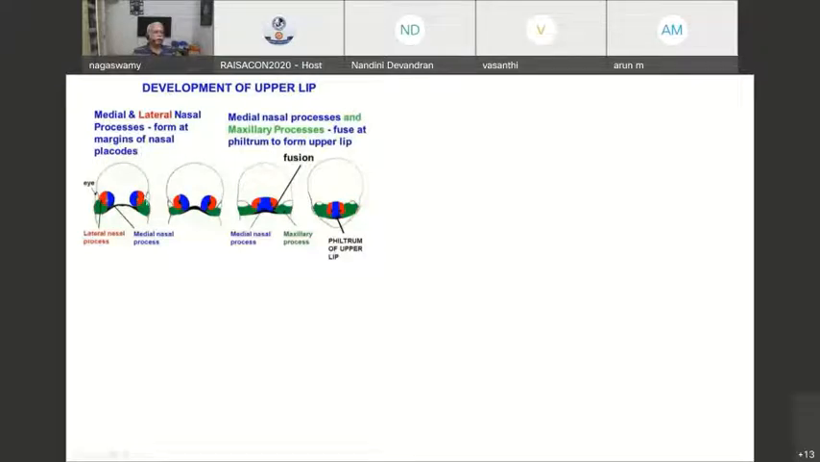baby. This happens at the 4th week of gestation, in the first trimester, and gradually before the 8th week, that is within 1 month of time, what will happen? This gap will get slowly narrowed, and these two medial nasal processes will unite together, and lateral nasal process will form this ala of the nose. Okay, so this will form the medial part of the nose, and this will be the maxillary bone.